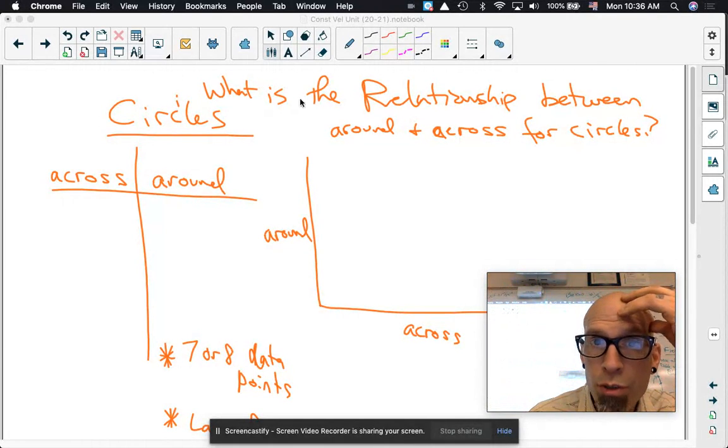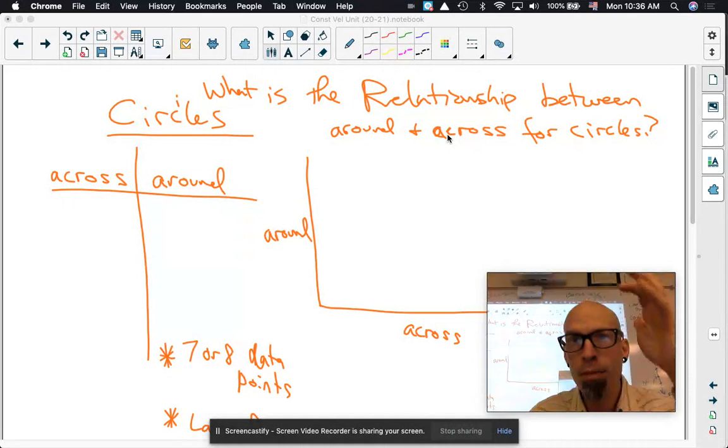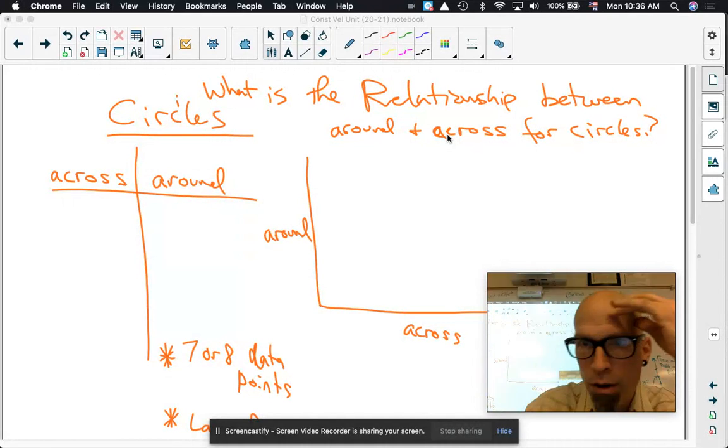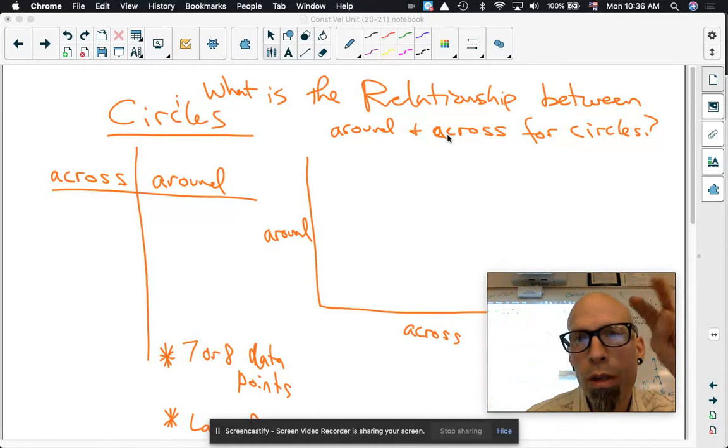So the question is this: what is the relationship between around and across for circles? Because you see, circles have two different dimensions you can measure. It's how far around are they and how far across are they. And so I want to look at those two dimensions for a bunch of things that are circular. All right. And so we did that in class.